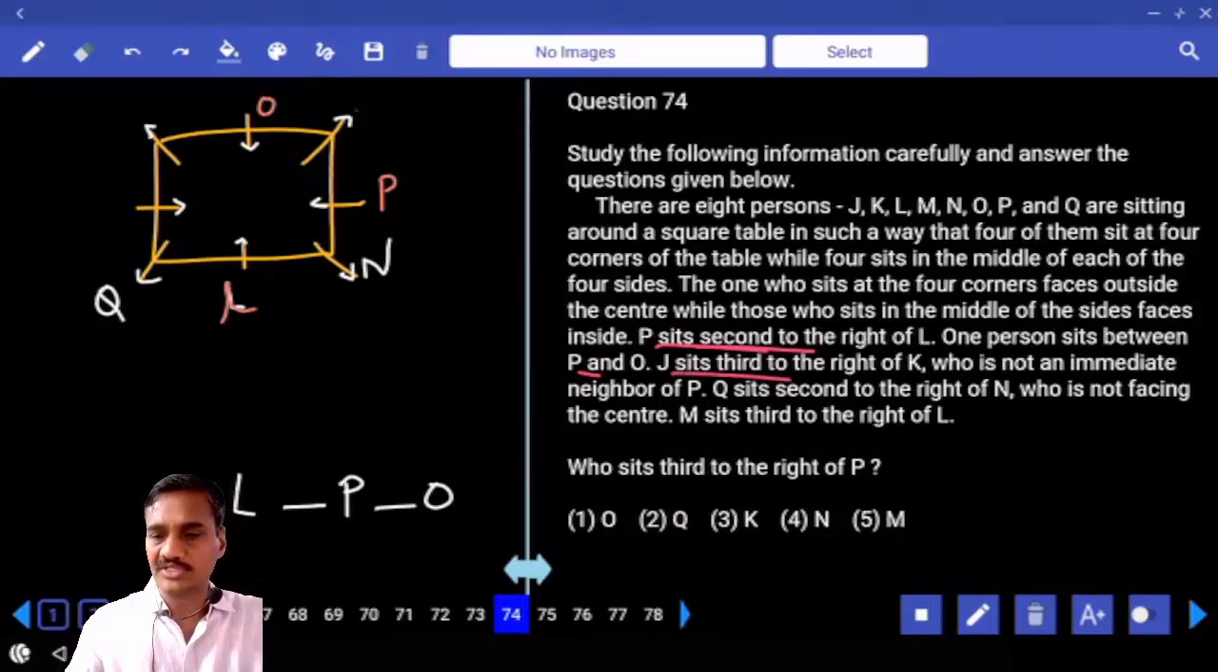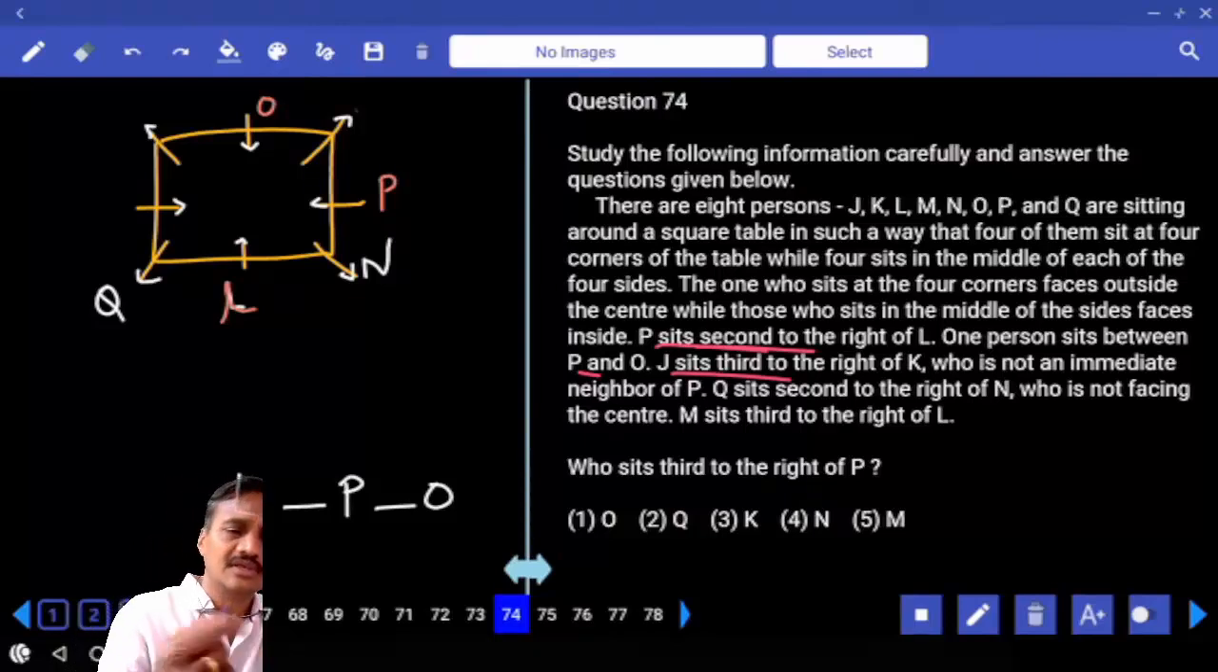One between P and O. J sits third to the right of K. J is seated third to the right of K. Is it possible here? Now suppose K is here, J sits third to the right of K, not possible.